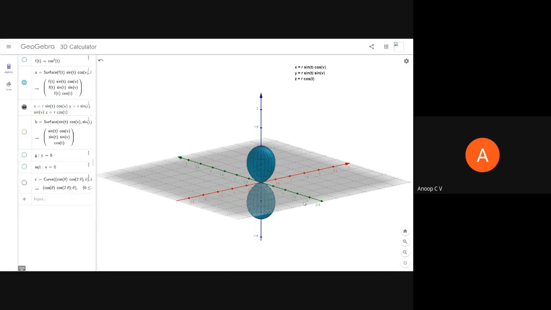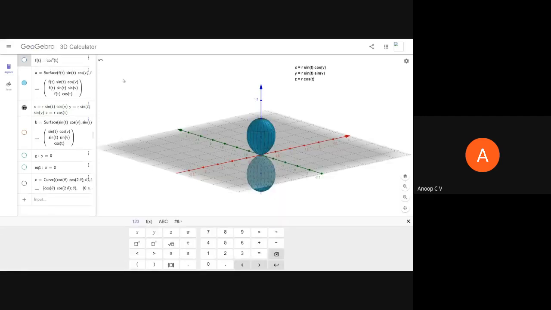And normalized pattern means the maximum will be 1. If it is 3 cos square theta or 0.4 cos square theta, you just divide the field by the maximum value.